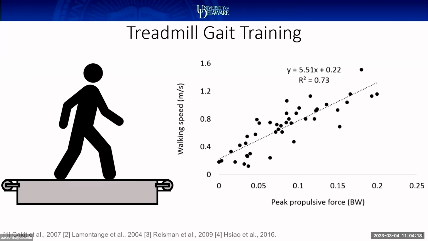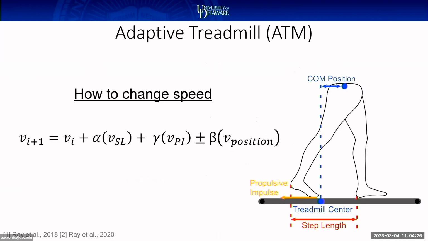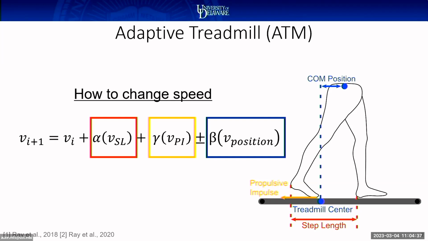and one possible reason for that is because it restricts the natural variability between strides that you see in overground walking. So to address this concern, we developed an adaptive treadmill that changes speed in real time based off of changes in user step length, propulsive impulse, and anterior posterior position on the treadmill. So if you take larger steps, push off harder or longer, and move forward on the treadmill, the belt will speed up, vice versa, it'll slow down.